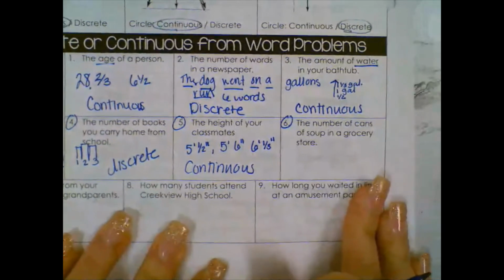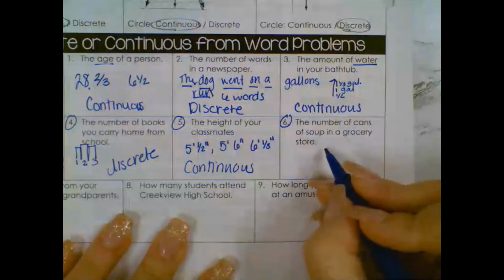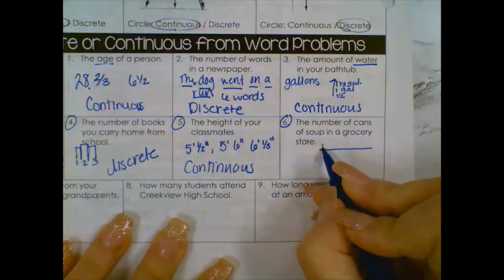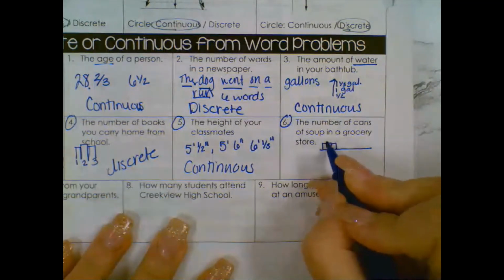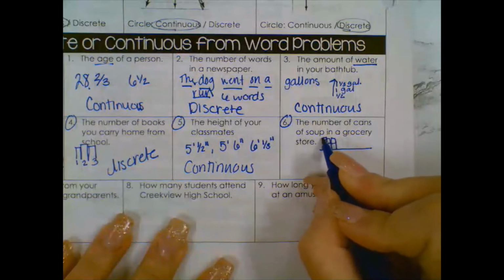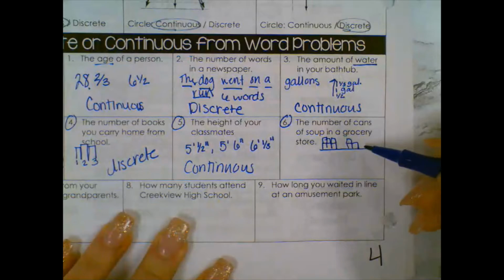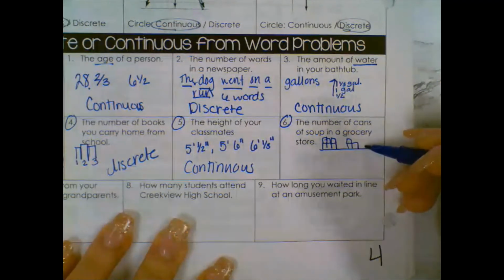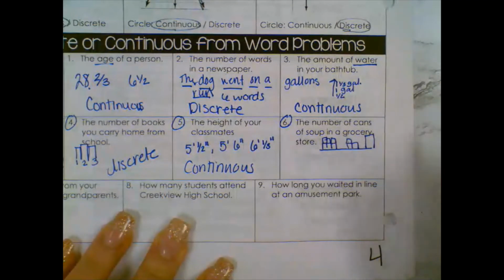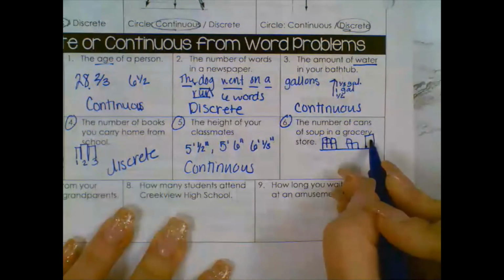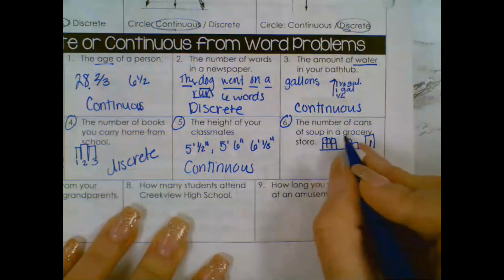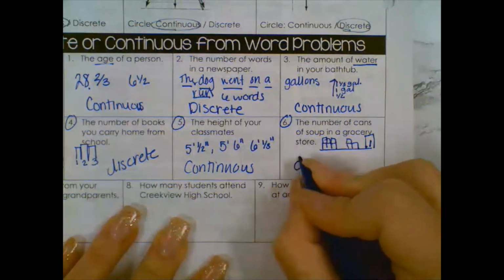The number of cans of soup in a grocery store. If you think of an aisle, you might have 1 can, 2 cans, 3, 4, 5, 6, 7, 8, however many. But there wouldn't be half of a can on a shelf. There might be bigger cans, like a large bulk can, but that would still be considered 1 can. So number would be discrete.